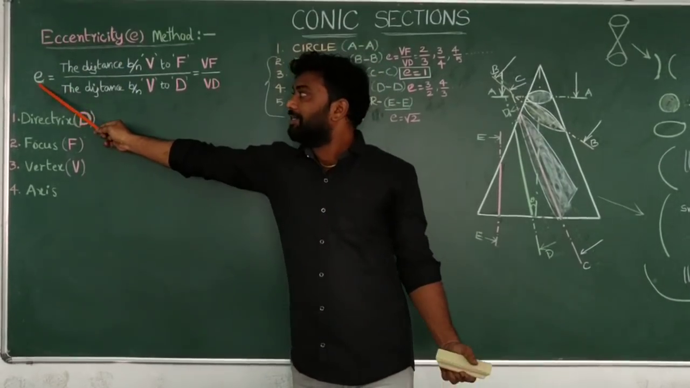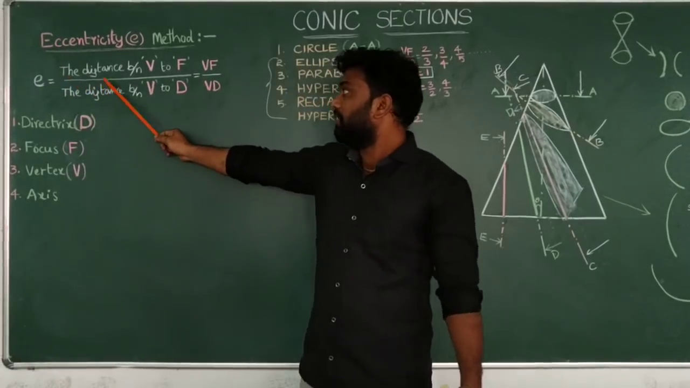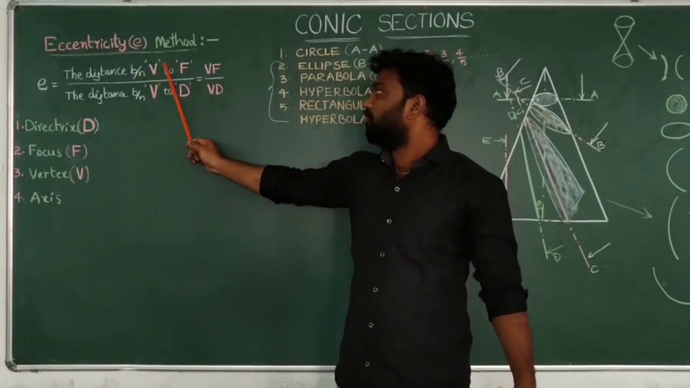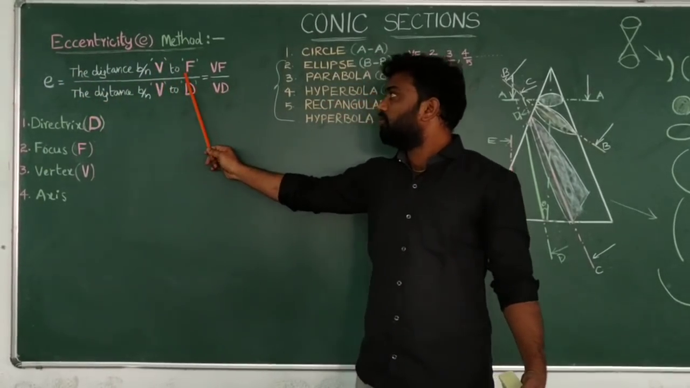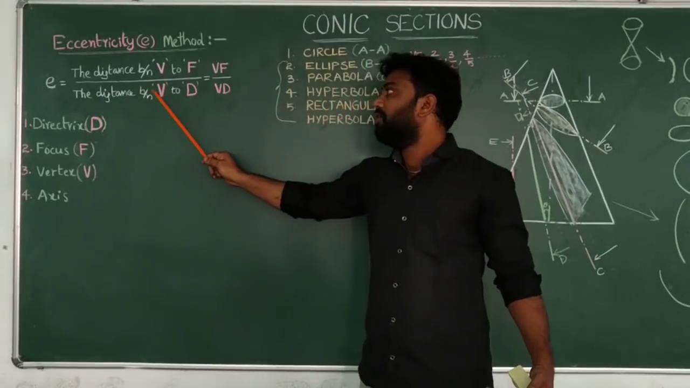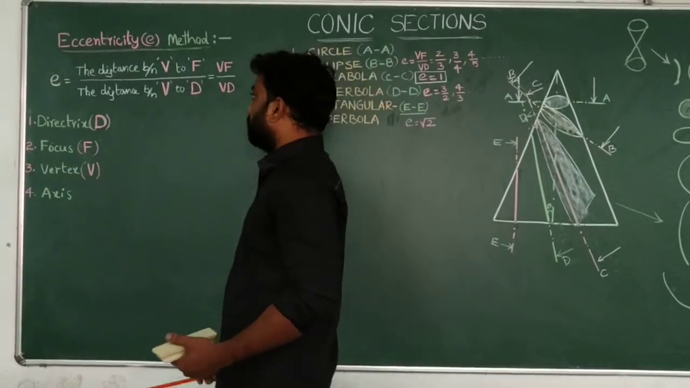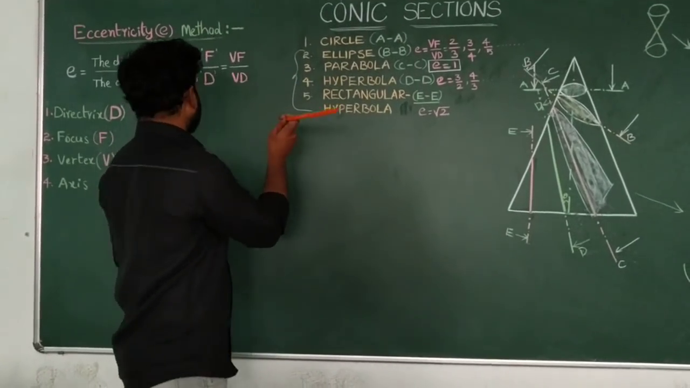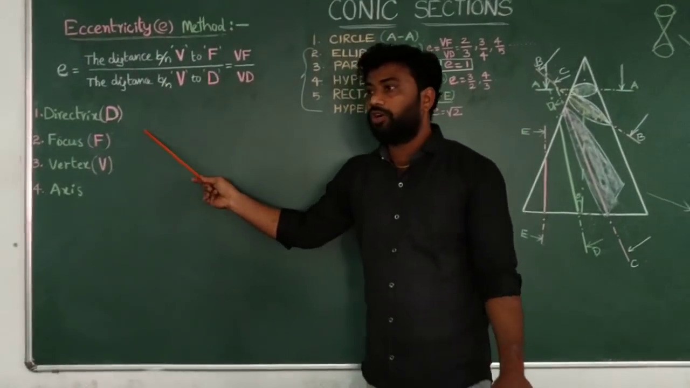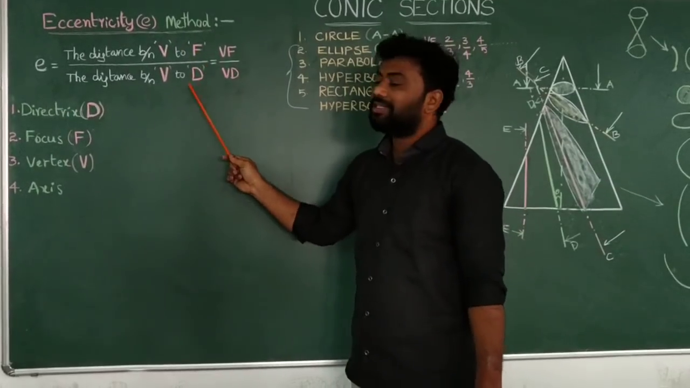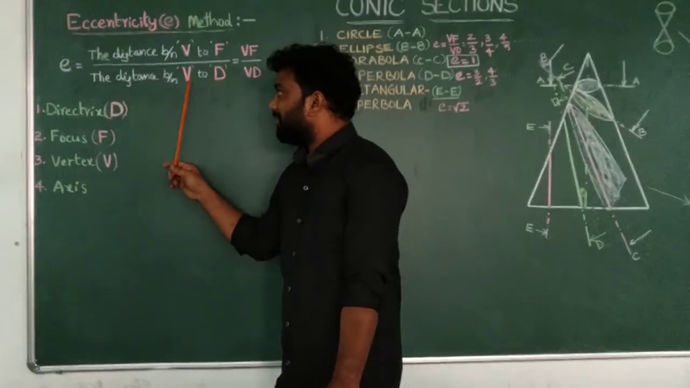So what is eccentricity? Here the ratio of the distance between the vertex and focus to the distance between the vertex and directrix is called eccentricity. Here we have new words: vertex, focus and directrix, all new to you. So let me explain what these particular things are.